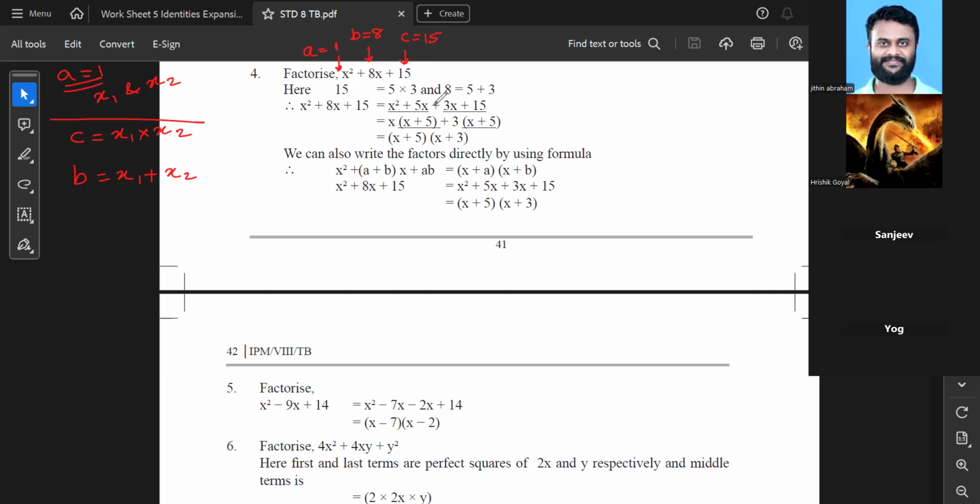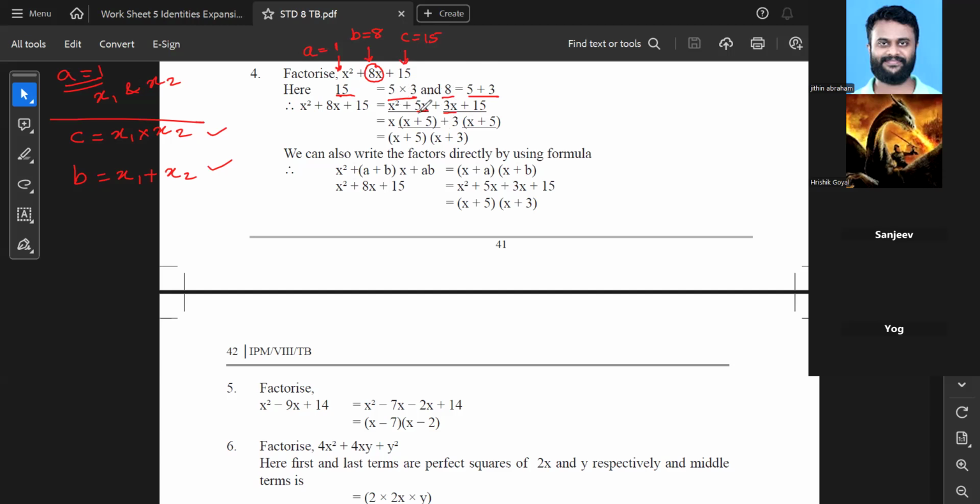For example, in this case, it's 5 and 3. So 5 and 3 when multiplied, we get 15. 5 and 3 when added, we get 8. So this equation is satisfied. So my x1 and x2 are 5 and 3. I'm just randomly naming them x1 and x2. Since I know that the middle number can be split, like 8 is equal to 5 plus 3, instead of writing 8x, I'll write 5x and then 3x.